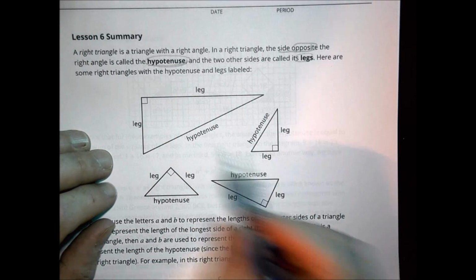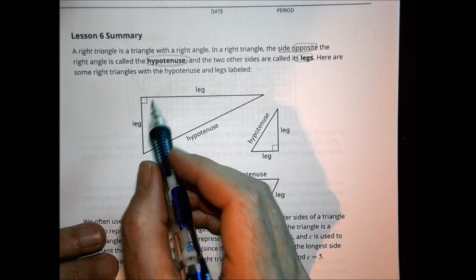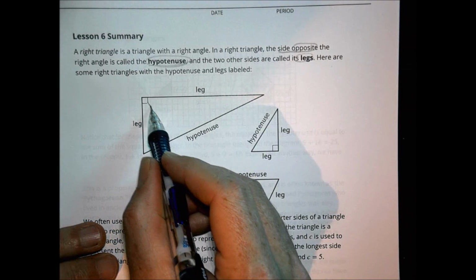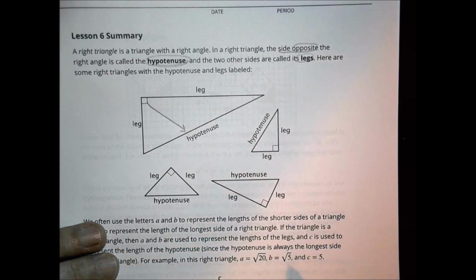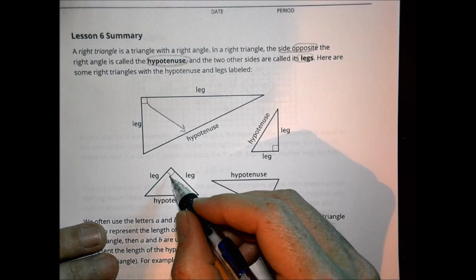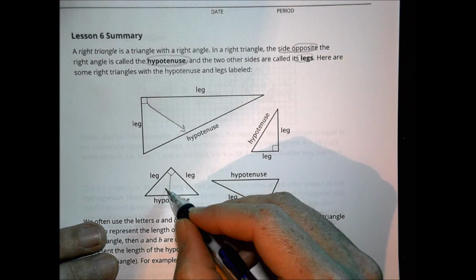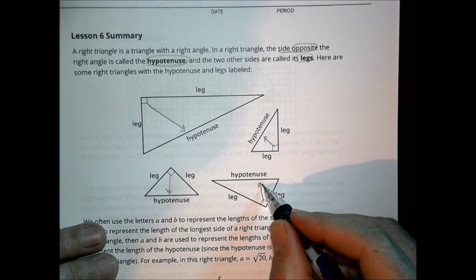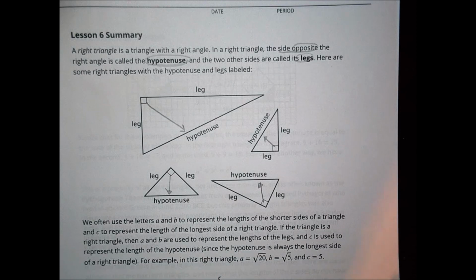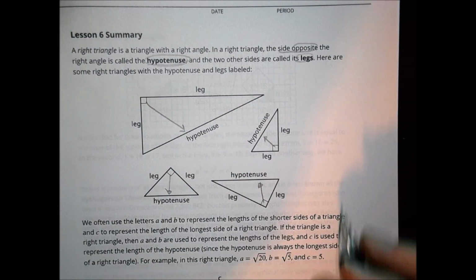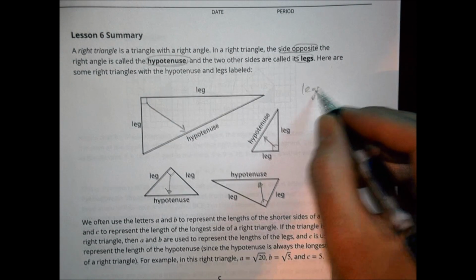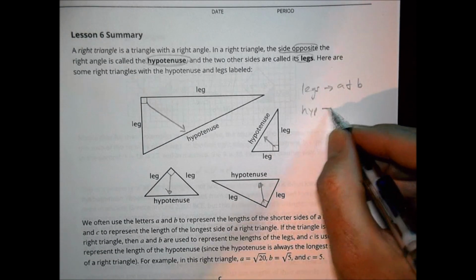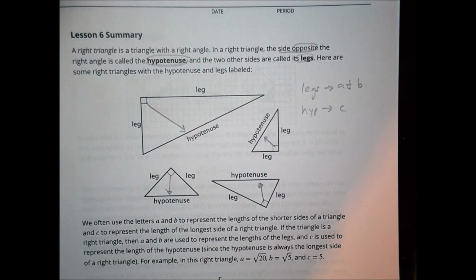So what helps me a little bit, if you get lost, is to take an arrow: the side across from the right angle is your hypotenuse, right? Here's your 90 degree angle, so across from it is your hypotenuse. The other ones are your legs, okay? Your legs are always your A and your B, and your hypotenuse is always your C when it comes to the formula.